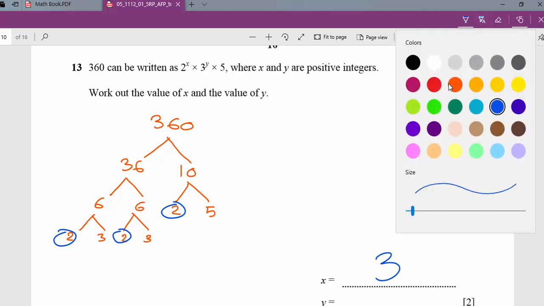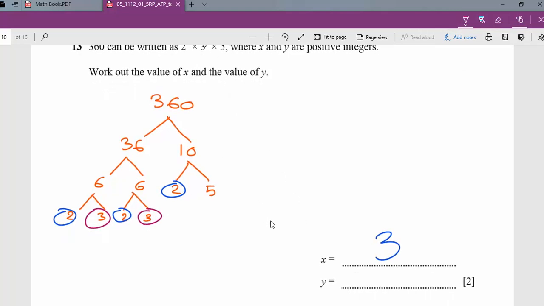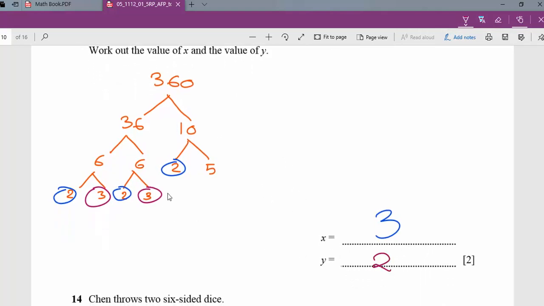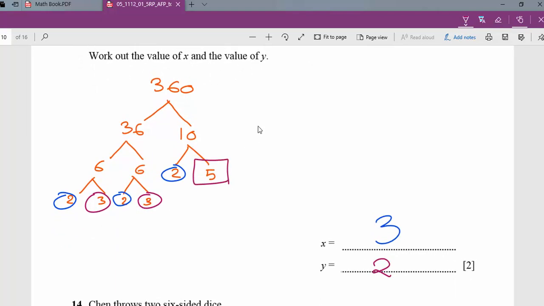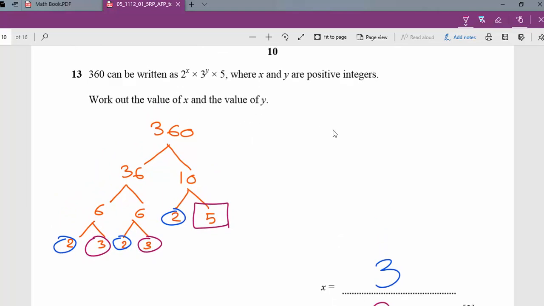3 is repeated twice. The power of 3, which is y, must be 2. And 5 is repeated once. That's why it has no power here. The power is 1, but it's not necessary to write 5 to the power of 1.